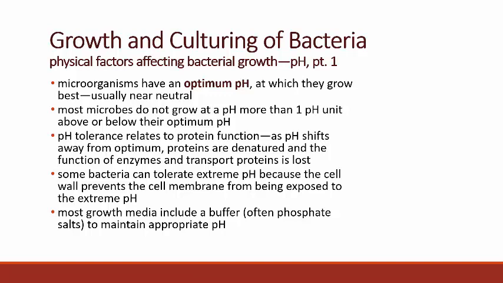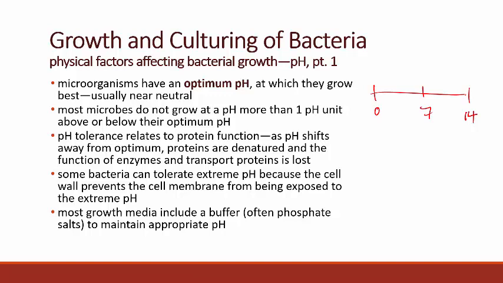On the opposite end, basic solutions are ones that bind up hydrogen ions, that will remove hydrogen ions from solution, and they also have the ability to do some pretty significant damage to chemicals. So microorganisms all have an optimum pH at which they grow best. For most microbes, this is somewhere near neutral pH, and if you recall, the pH scale starts down here at 0 and it goes to 14, and neutral is right in the middle at 7. So for most bacteria, neutral pH is where they grow best.